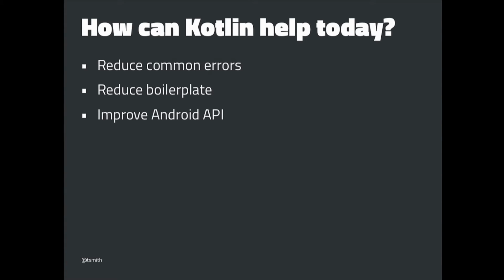Just think about the steps required for even toasting. You have to create the toast and then call show on it. Or if you want to save into shared preferences, you have to grab the editor, put your content in, and then apply or commit that. That's really easy for a new developer to mess up.